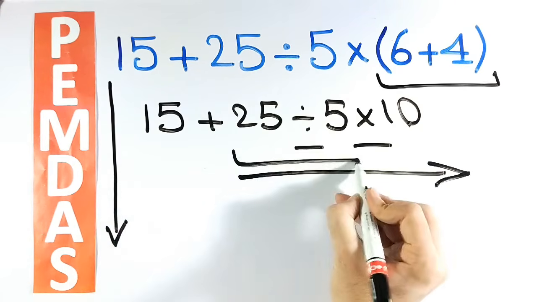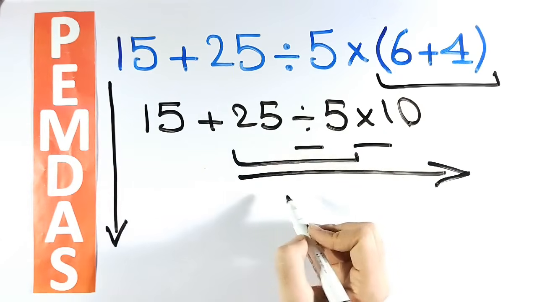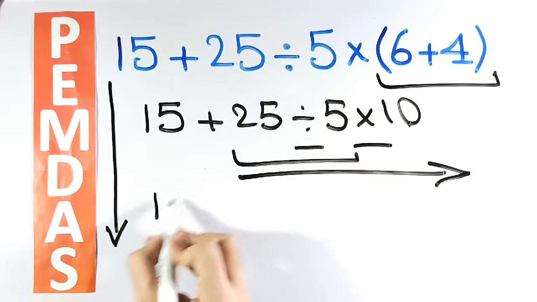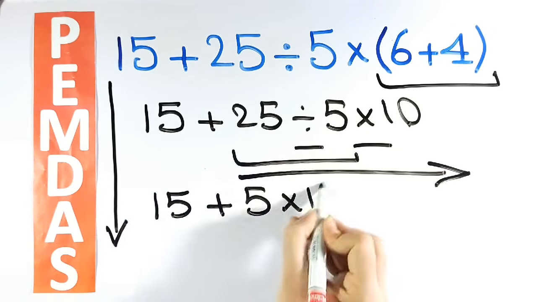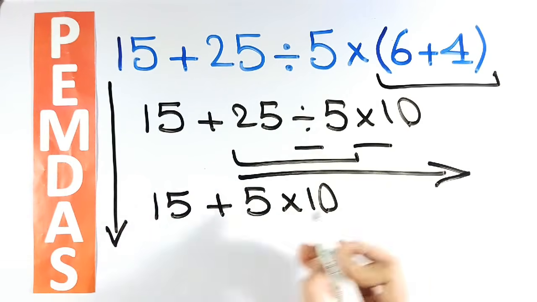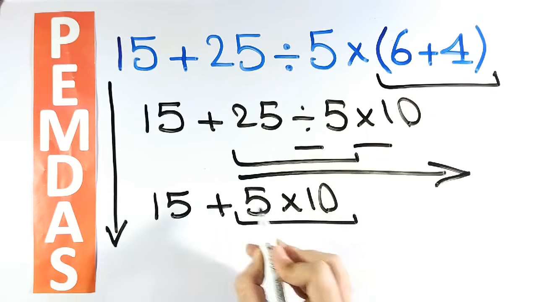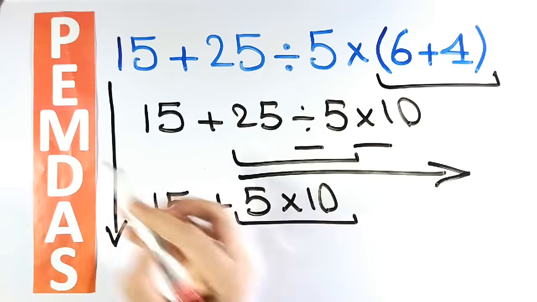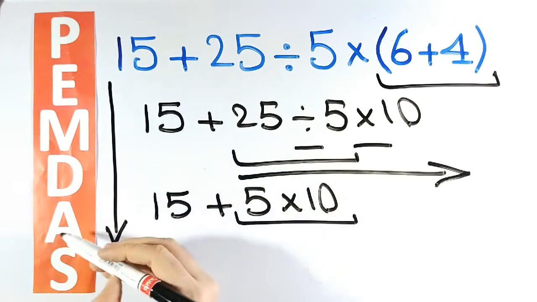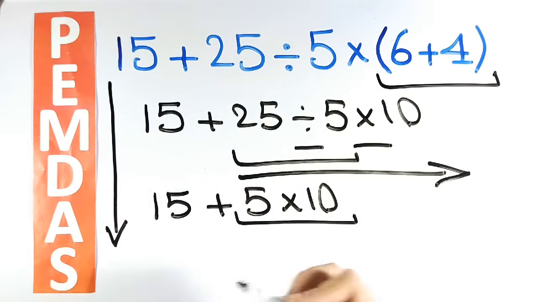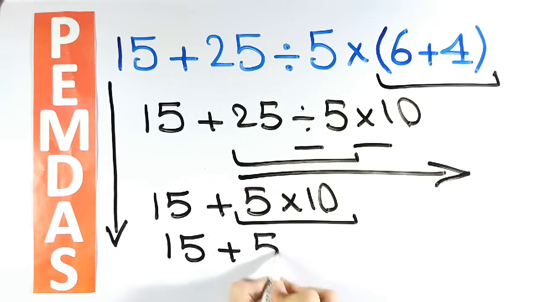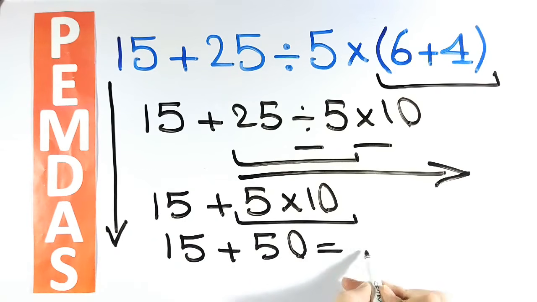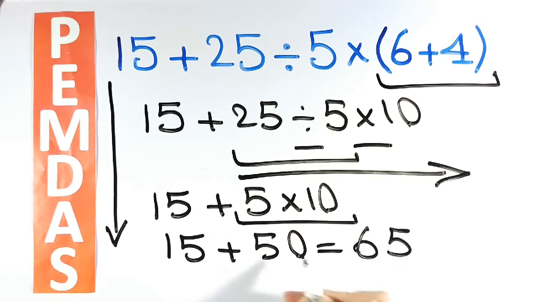So, first we go for the division between 25 and 5 and write this expression as 15 plus 5 multiplied by 10. And the final step, we go for the multiplication between 5 and 10 because multiplication has a higher priority than addition. So, we rewrite this expression as 15 plus 50, which finally gives us the answer 65.